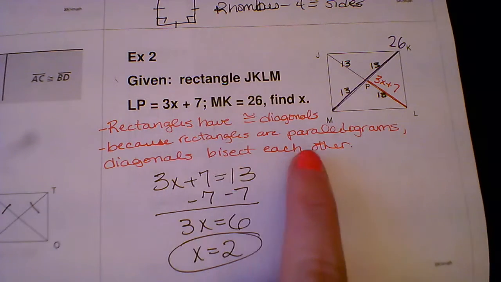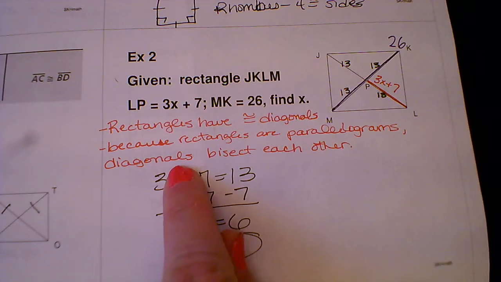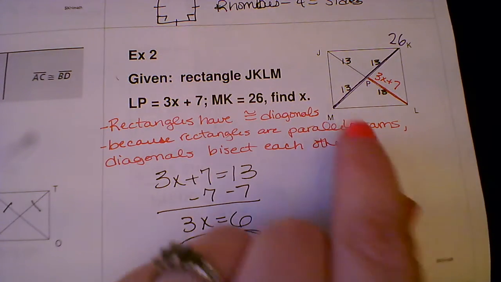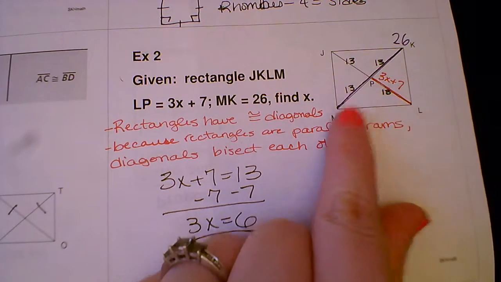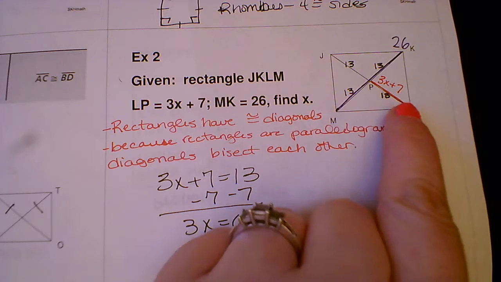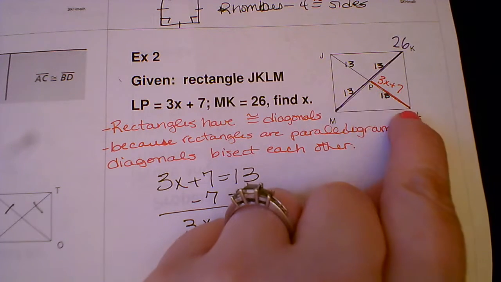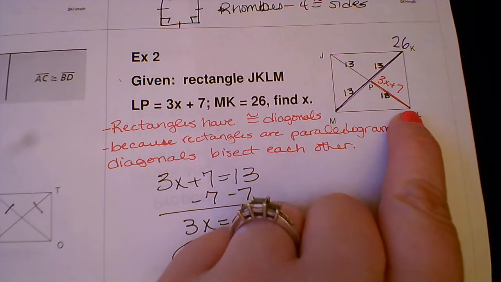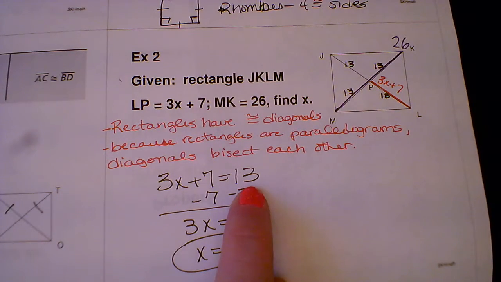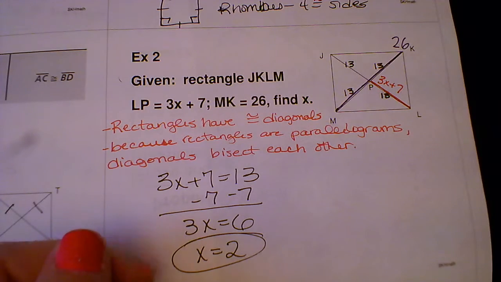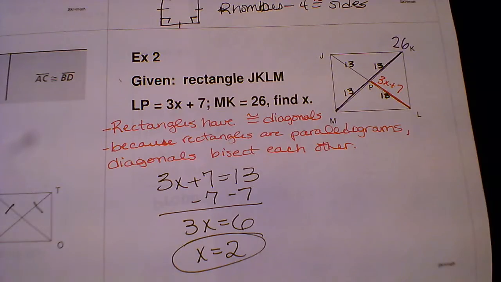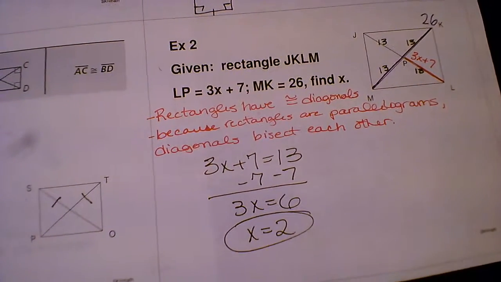But because rectangles are parallelograms, we also know that the parallelogram property applies that says diagonals bisect each other. So if they bisect each other, they cut each other in half. So we have 13 and 13, 13 and 13, which now means that that piece, LP, is equal to 13 units. So I know that expression, 3x plus 7, is equal to 13. And then from here, it's just a 2-step equation to solve for x. You can subtract 7 and then divide by 3 to get that x is equal to 2.